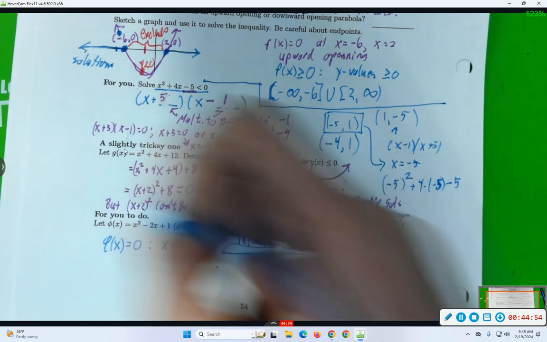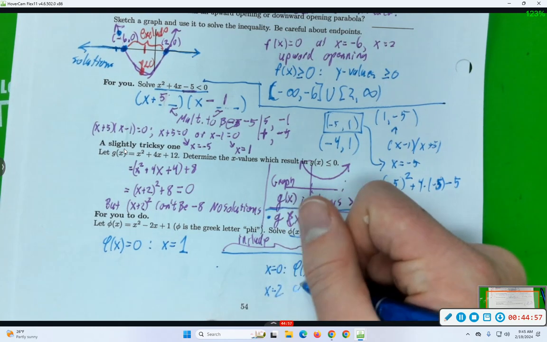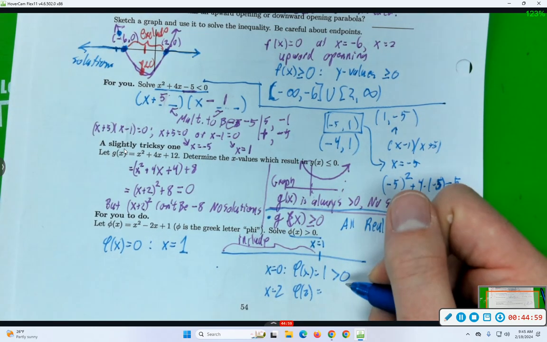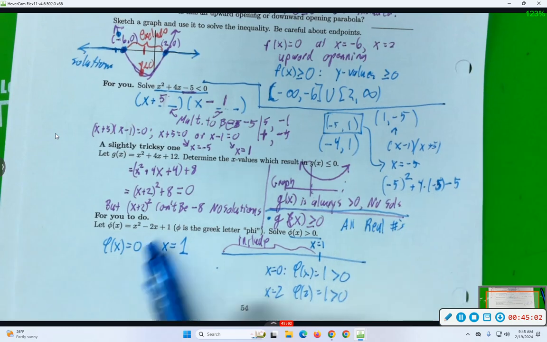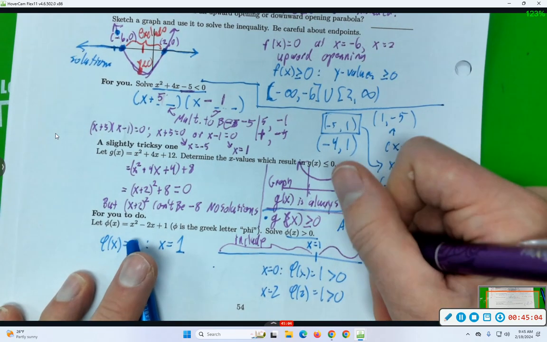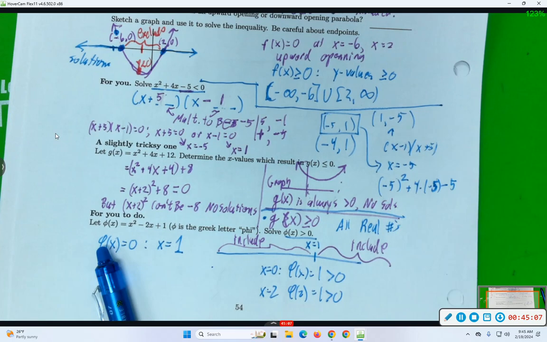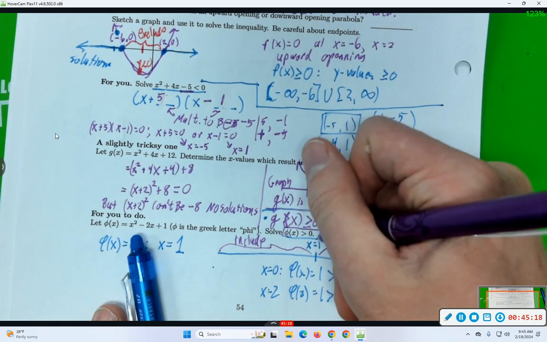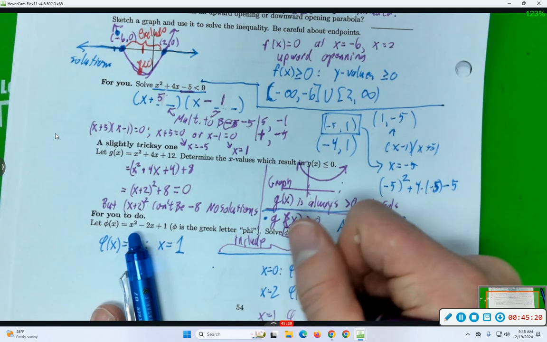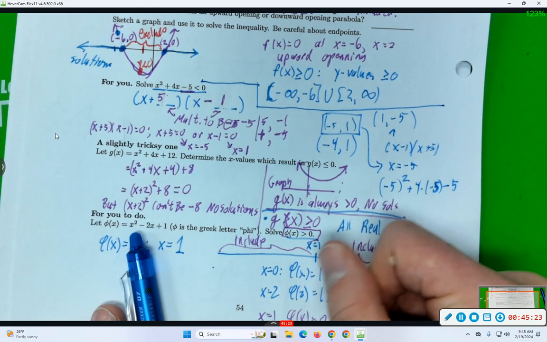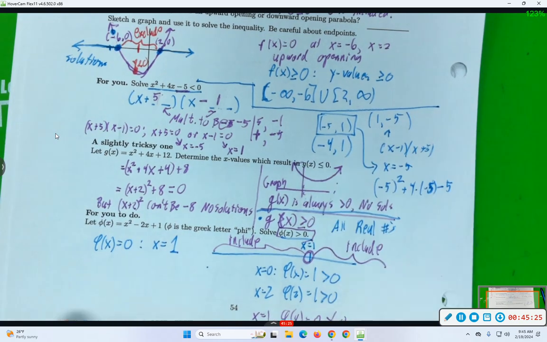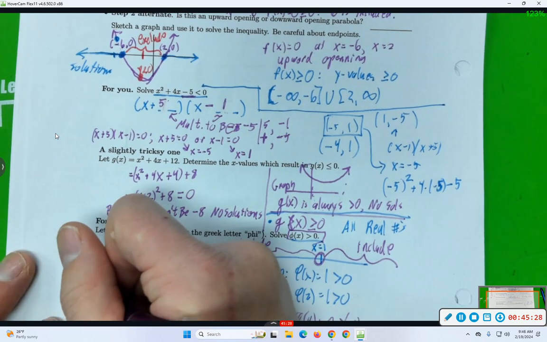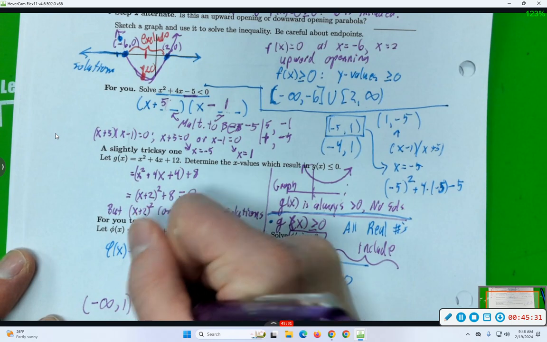What's a number bigger than 1 I could check? 2. What's phi of 2? Also positive. So that means all numbers bigger than 1 should be included. What about x equals 1? Should that be included? No. Why not? Because it's 0. Yeah. I want to know when phi of x is bigger than 0. When x equals 1, phi of x equals 0, which is not bigger than 0. So I should exclude x equals 1. So it looks like I get negative infinity to 1 together with 1 to infinity.